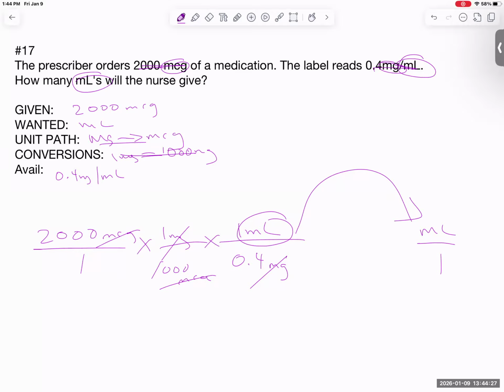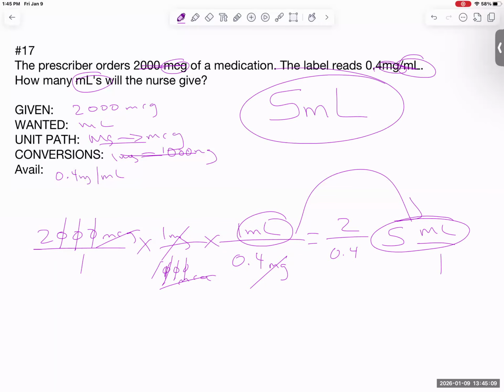So another thing you can do, by the way, especially if your calculator doesn't hold a lot of numbers, you can cross off the same number of zeros in the numerator and the denominator. So for example, I can cross off 1, 2, 3 zeros up top and 1, 2, 3 zeros in the denominator. When I do that, it will make the numbers smaller. So now it's 2 times 1 times 1 is 2, and 1 times 0.4 is 0.4. And when I divide 2 by 0.4, my answer will be 5 milliliters. So the nurse will give 5 milliliters. Again, beautiful. I love it.